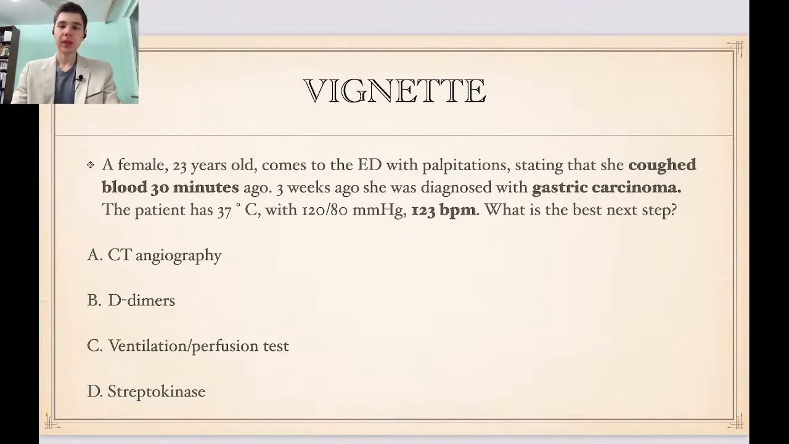Okay. Now, the next case. A female of 23 years old comes to the ED with palpitations, stating that she coughed blood. 3 weeks ago, she was diagnosed with gastric carcinoma. The patient has 37 degrees Celsius, 120/80, and 123 beats per minute. What is the best next step? CT angiography, D-dimers, ventilation perfusion test, or streptokinase?